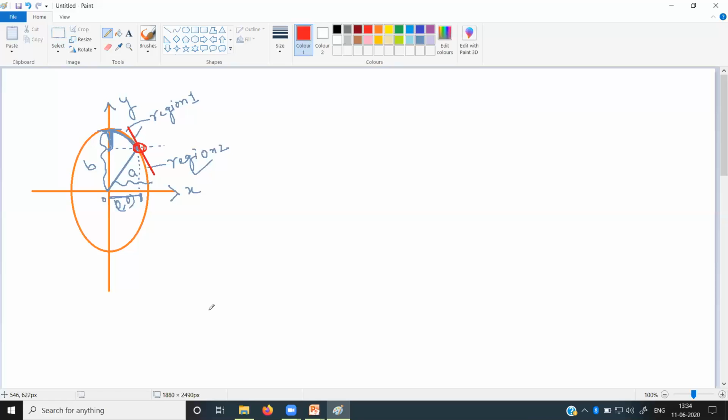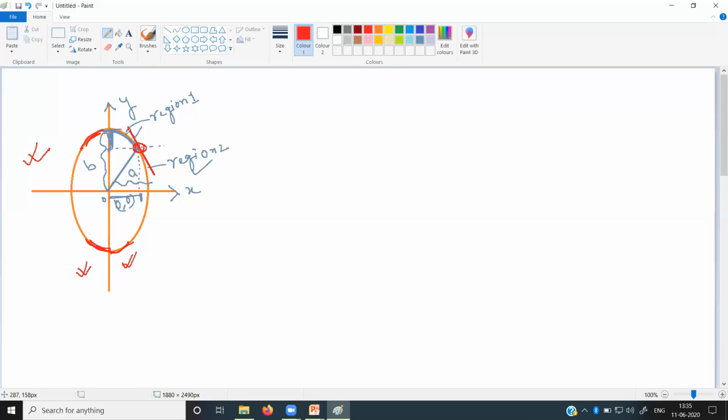Now another important thing is that if you can calculate the points on region 1, definitely you can calculate the points on region 1 of this quadrant. You can calculate the points of region 1 for this quadrant and this quadrant also.